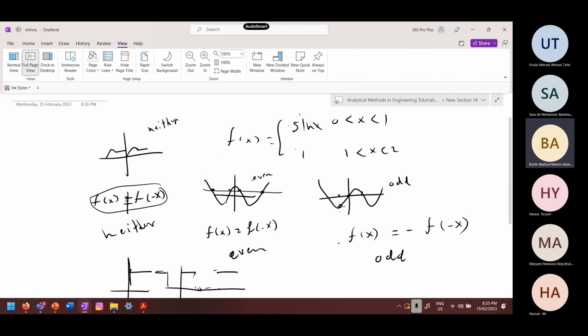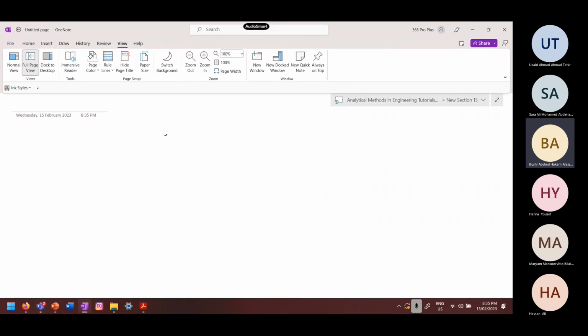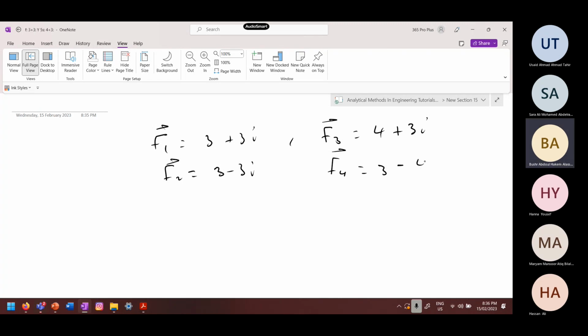I want you to solve as much as possible. I just got this question in my mind. Given the forces F1, 3 plus 3i, F2, 3 minus 3i, F3, 4 plus 3i, and F4, 3 minus 4i. I want you to find F total. How are you going to do this? In the most simple way possible.